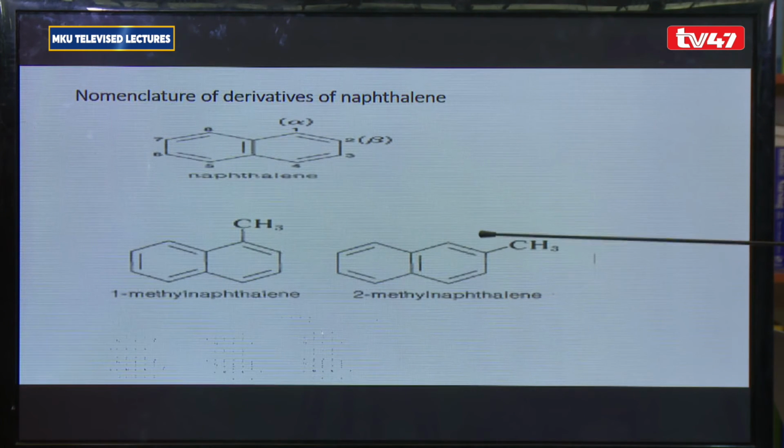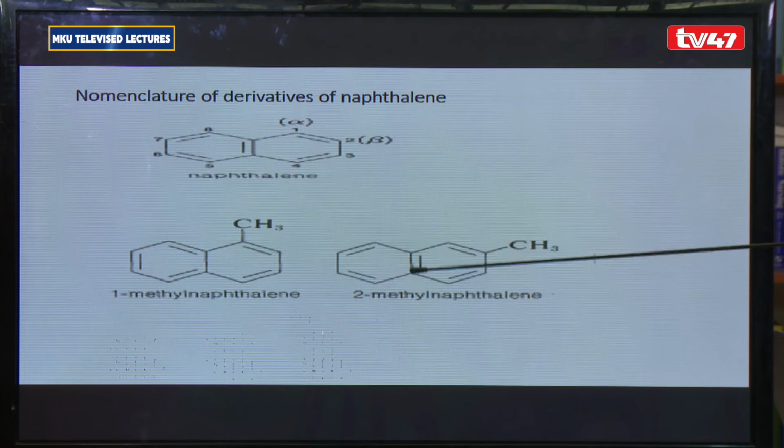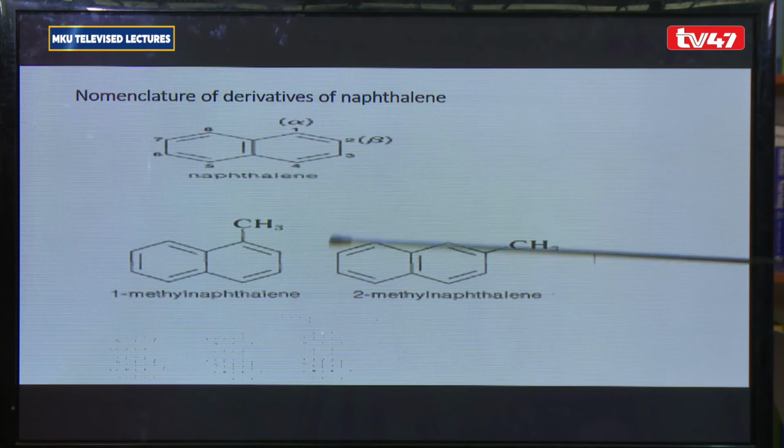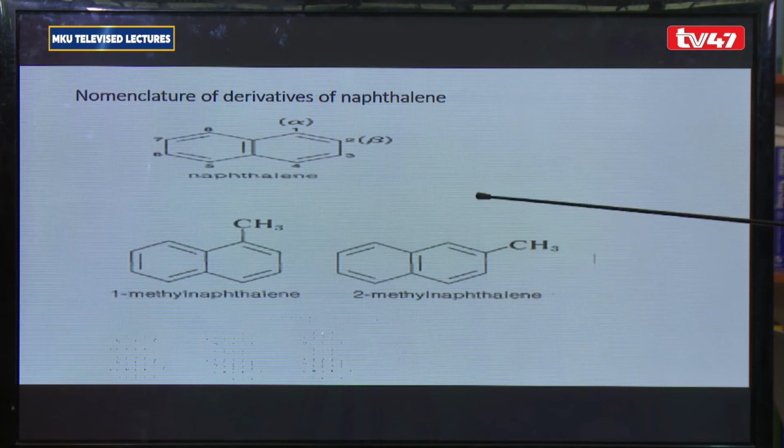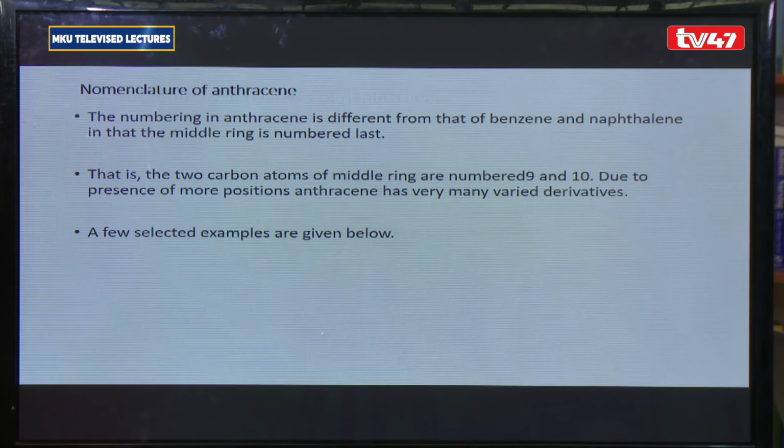If it is in this position, now because they are not equivalent, we are looking at position relative to the position of fusing. Then although it is 1, it becomes 2-methyl naphthalene. If it was in a benzene ring and you have only one substituent, that substituent is always in position 1. But here we can have different positions depending on where the substituent is attached relative to the way we number.